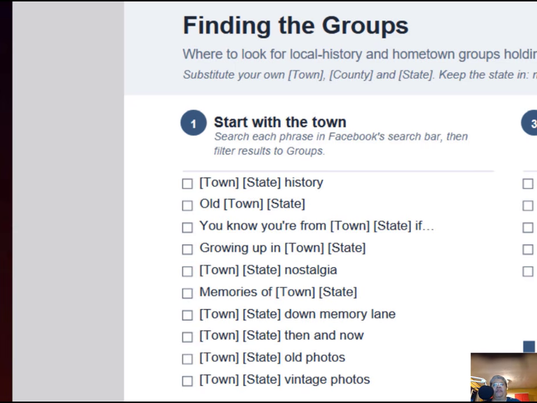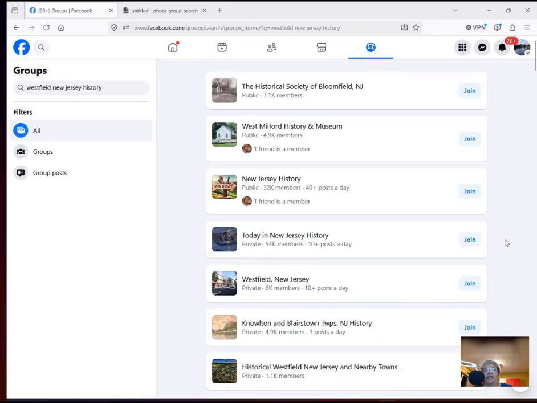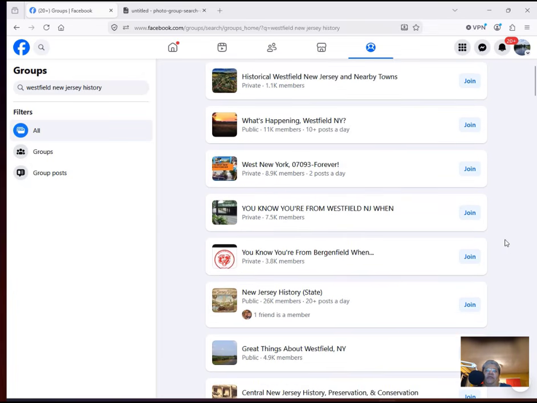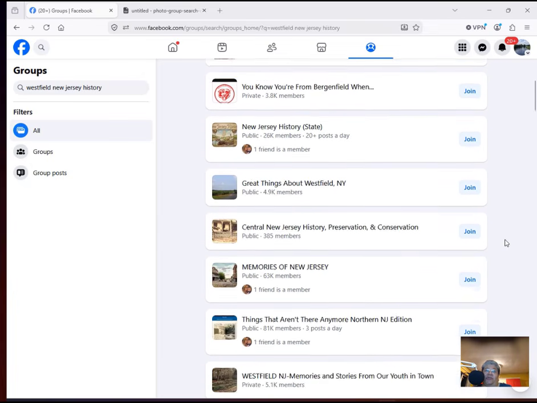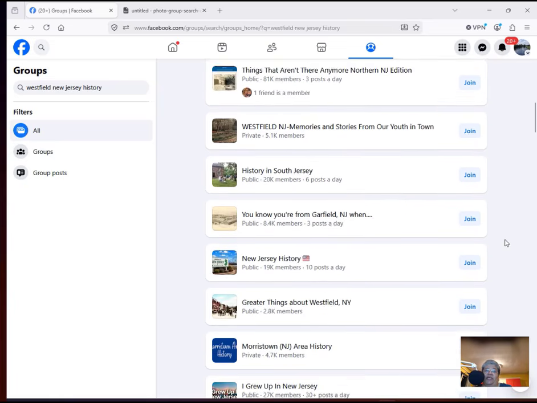On each search, one by one, I tick them off on the cheat sheet, and then I put a line through them if nothing comes up. Let's go back to my Facebook search for Westfield, New Jersey history and take a look at a search result that doesn't have Westfield in its name.